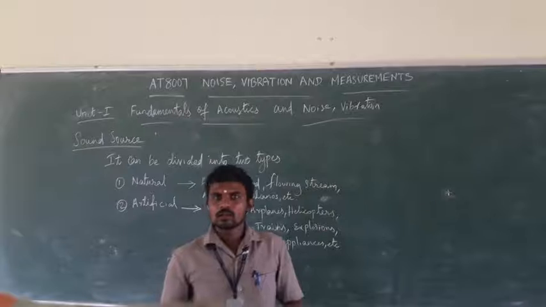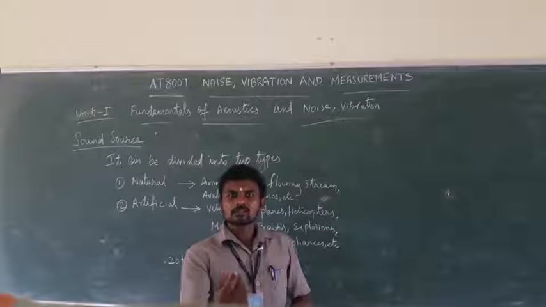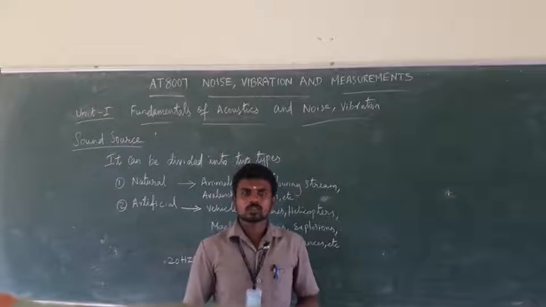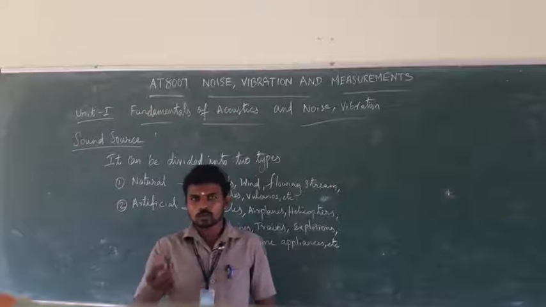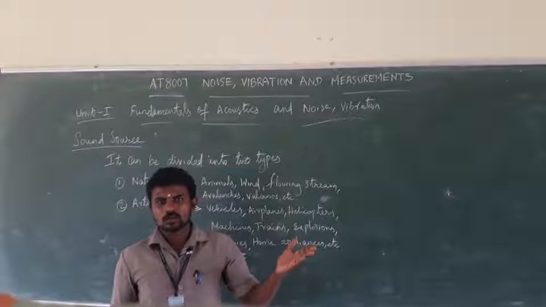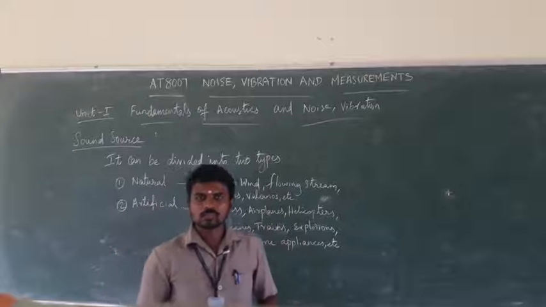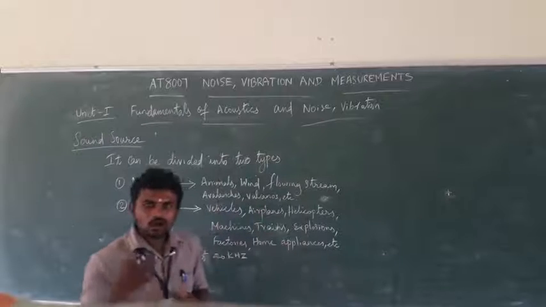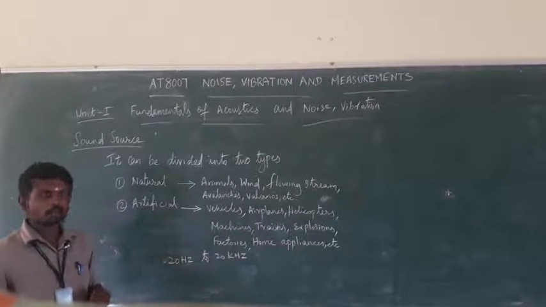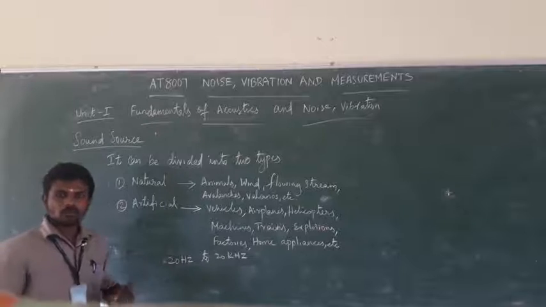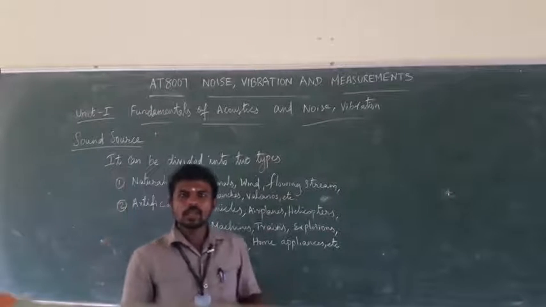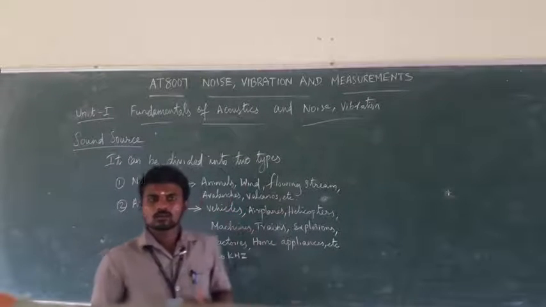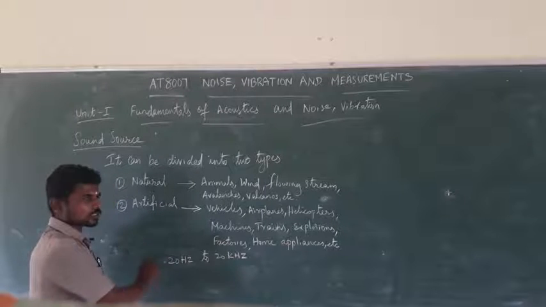While driving a vehicle, the engine produces some noise and the exhaust silencer produces some noise. Most of the bikes adjust the silencer and make more noise, right? Like that, we are making noises. Those things we made that produce some noise, that kind of sound source is called an artificial sound source.